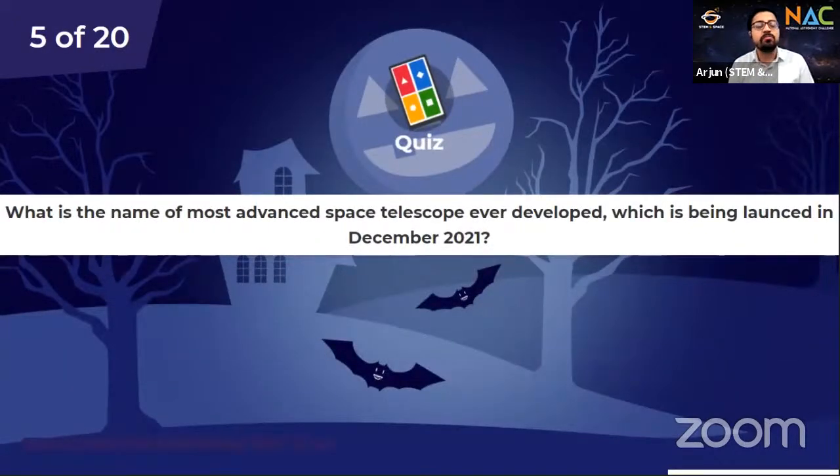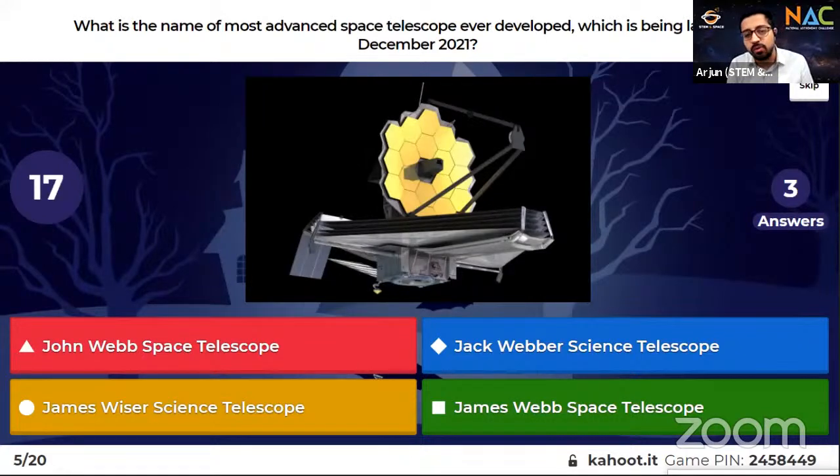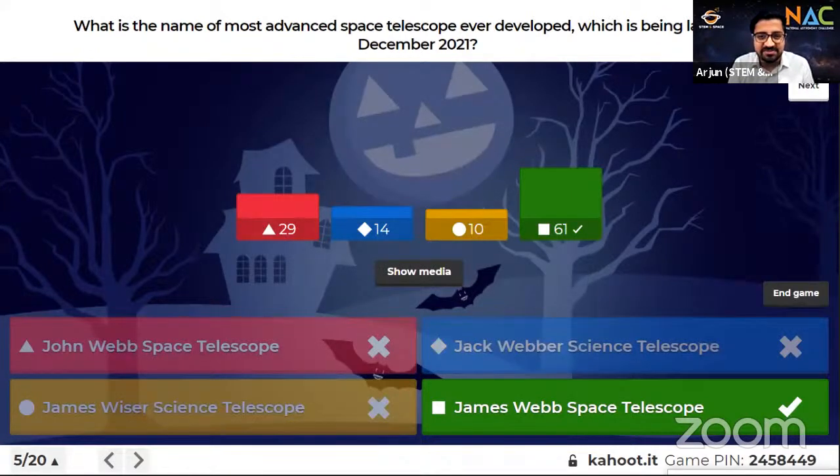What is the name of the most advanced space telescope, which is being launched in December 2021? The picture is also shown over here. What is its name? That's a tough question. Is it John Webb Space Telescope, Jack Webber Space Telescope, Jack Webber Science Telescope, James Weiser Science Telescope, or is it James Webb Space Telescope? What is the actual name of it? Let's see who all remember. Yes, good job. Yes, it is James Webb Space Telescope.